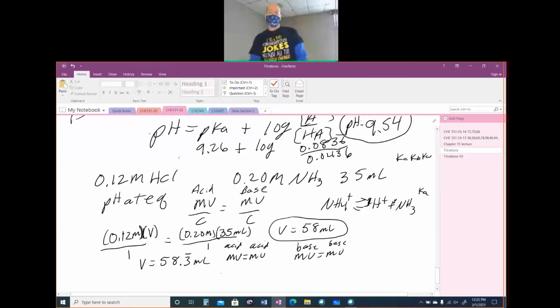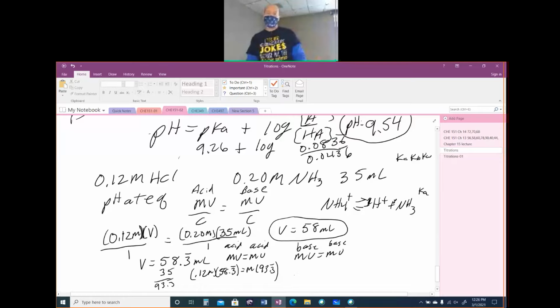This is just diluting it because the acid is 0.12 molar. When we added the 58.3 mils repeating, what is the molarity now that the volume is the 58.3 plus the 35, which is 93.3 repeating? Again, you don't have to keep all the sig figs, but if you get a different concentration for H plus and NH3, that is wrong. The equivalence point is they are exactly the same. So I do not round any numbers.